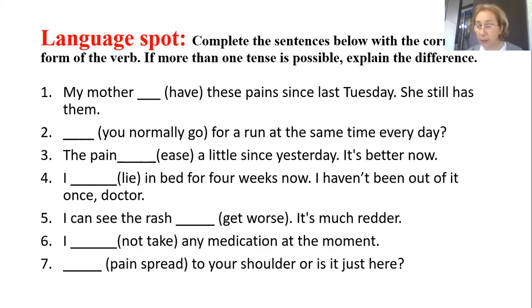Okay, good. Well, the second sentence, Noha, please. Okay. Do you normally go for a run at the same time every day? Yes, this is about everyday action, normal action. So that is why we should use the present simple. Exactly, yes, you're right. Okay.